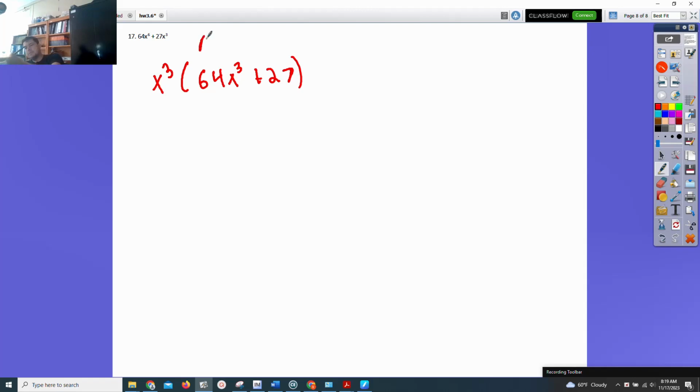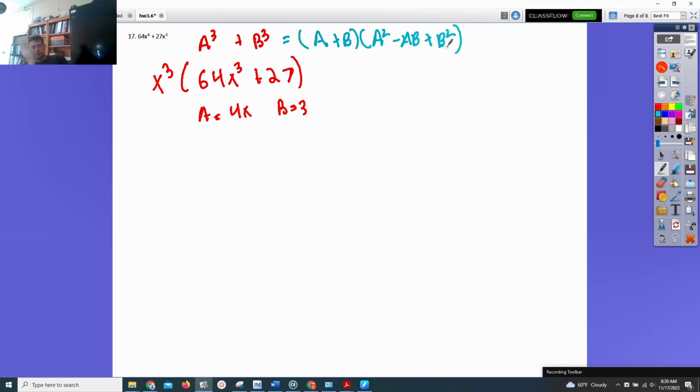Now, this happens to be a something cubed plus something cubed pattern. All right? A is going to be 4x, because 4x times 4x times 4x is 64x cubed. B is going to be 3. And the pattern here is going to be a plus b times a squared minus ab plus b squared. That's the pattern I follow. So everywhere I see an a, I put 4x, and everywhere I see a b, I put 3.